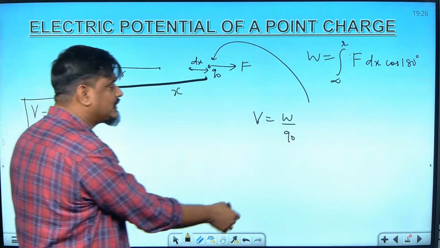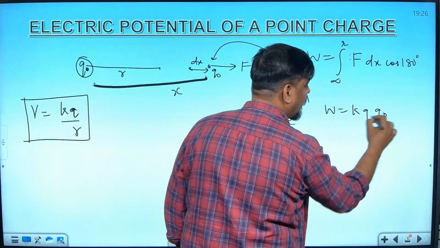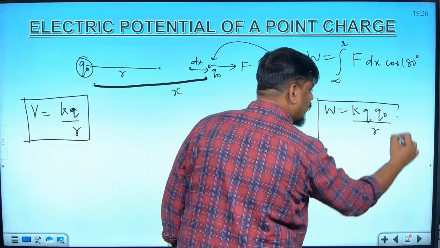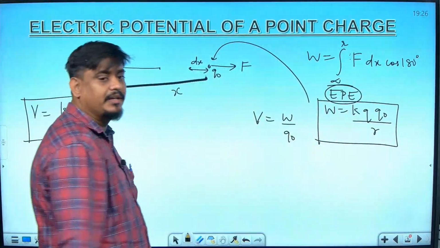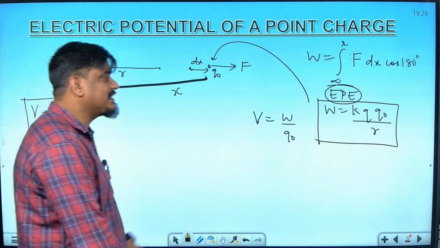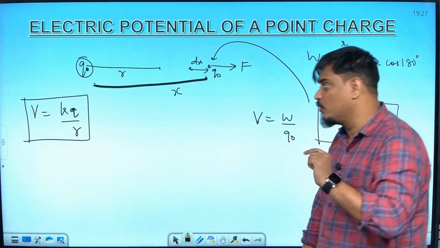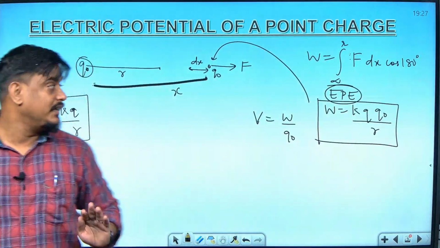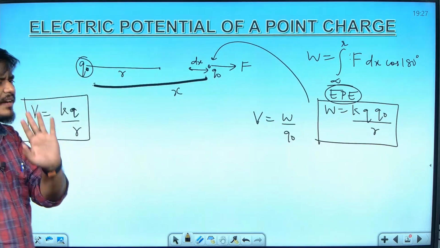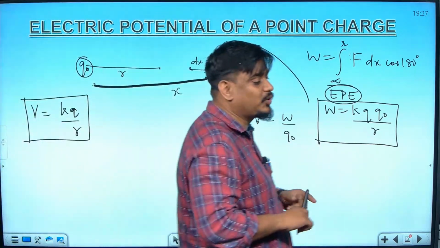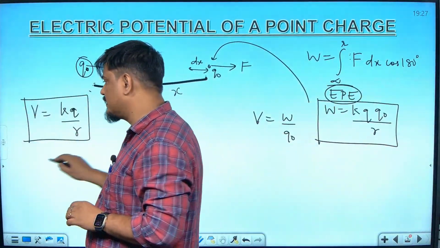And while deriving this, you will get the value of work done as k q q naught by r. This is what is called electric potential energy. We will learn it in an upcoming topic today. But electric potential energy is defined as k q q naught by r, whereas electric potential is defined as kq by r. The difference between them, I hope you are understanding. And this derivation sometimes comes, very rarely, but if you are aiming for 100 marks, you cannot miss it. Study this derivation also and go. But the formula is very, very important, that is kq by r.